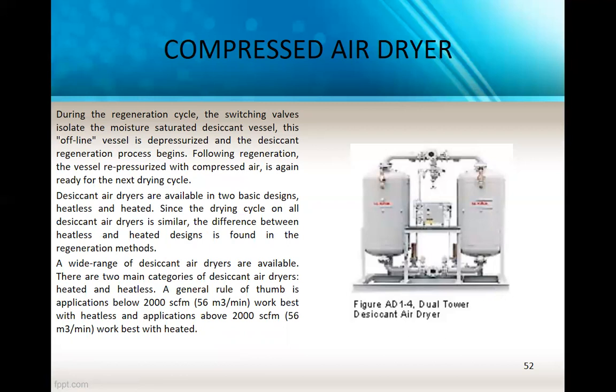Desiccant air dryers are available in 2 basic designs, the heatless and heated. Since the drying cycle on all desiccant air dryers is similar, the difference between heatless and heated design is found in the regeneration method. So a wide range of desiccant air dryers are available. There are two main categories of desiccant air dryer, heated and heatless. A general rule of thumb is applications below 200 SCFM work best with heatless, and applications above 200 SCFM work best with heated.